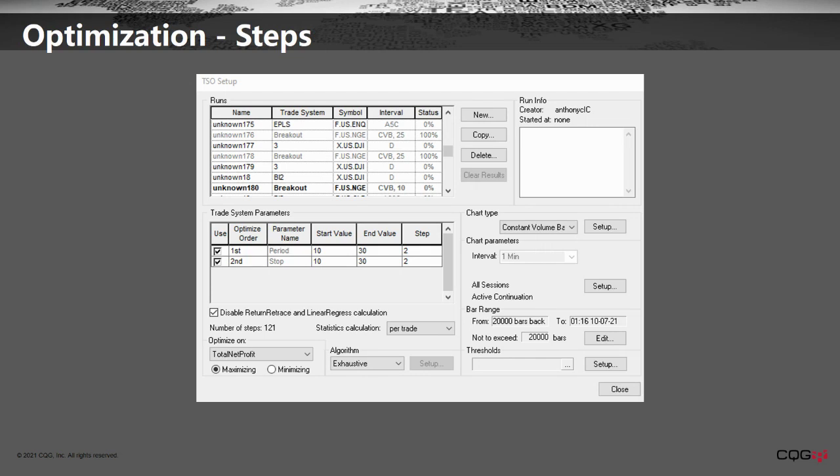In our sample system, the variables are the period of the channel and the stop distance. And we're keeping the number of variables low on purpose to avoid curve fitting as much as possible. So we're going to see how our system behaves if we change the values of the period from 10 to 30 in steps of 2, and the stop distance from 10 to 30 also in steps of 2.